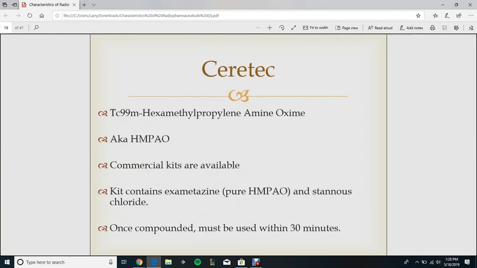Ceretec. Technetium-99m hexamethylpropylene amine oxime, which is also known as HMPAO. The commercial kits are available. The kit contains exametazime, which is pure HMPAO, and stannous chloride. Once compounded, it must be used within 30 minutes.